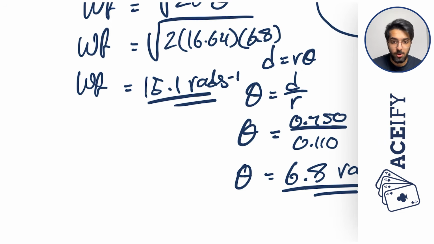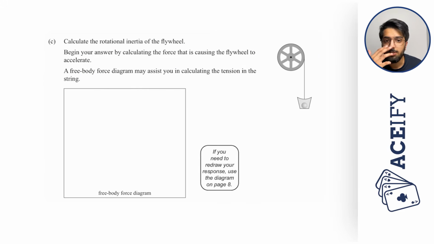You can write this, like a shorthand rounded version on your paper, but in the exam, in your calculator, put the full value. Okay, calculate the rotational inertia of the flywheel. Begin your answer by calculating the force that's causing the flywheel to accelerate. Okay, use the free body diagram.